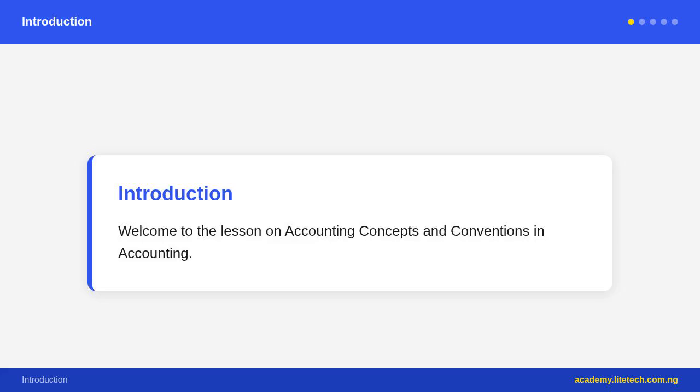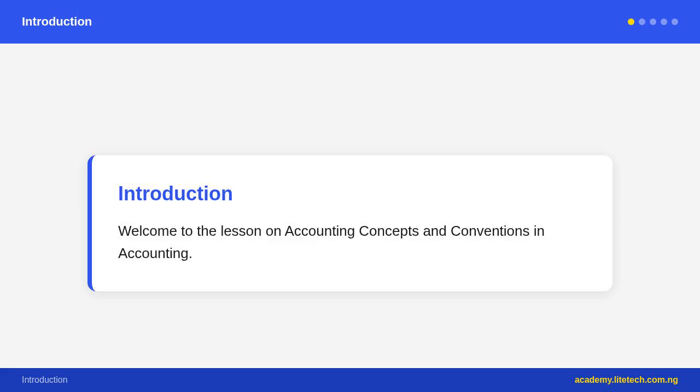2. Going concern concept. The business is assumed to continue operating indefinitely, it is not going to close down in the near future. Implication: assets are valued at historical cost, what was paid for them, not at their breakup value, what they would fetch if the business was sold tomorrow.